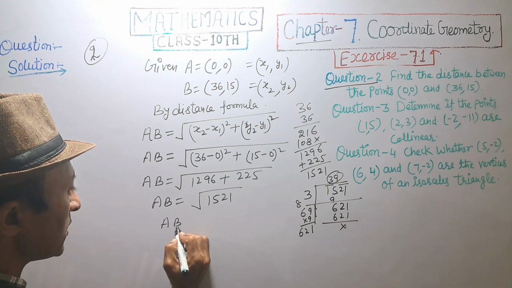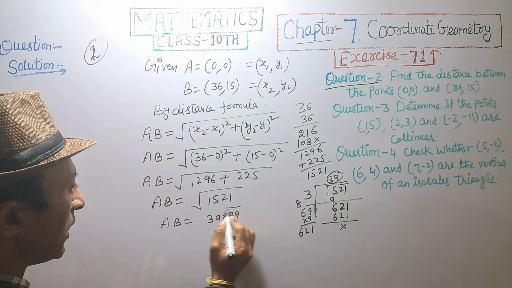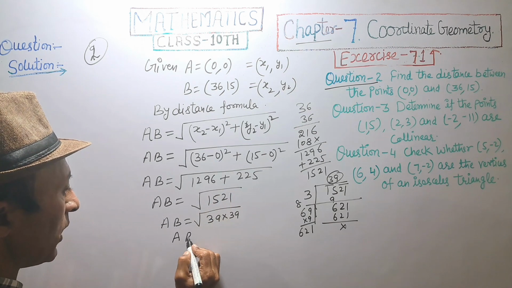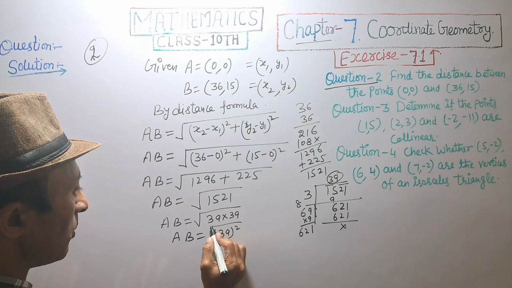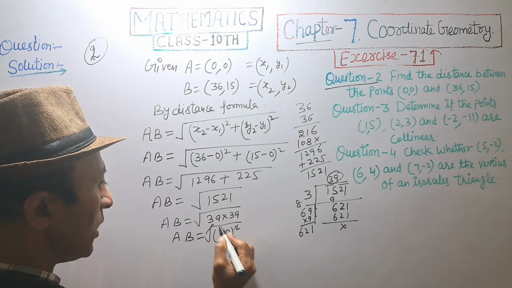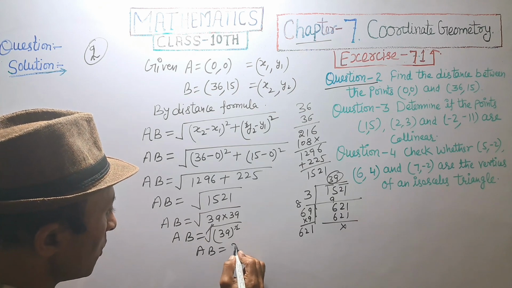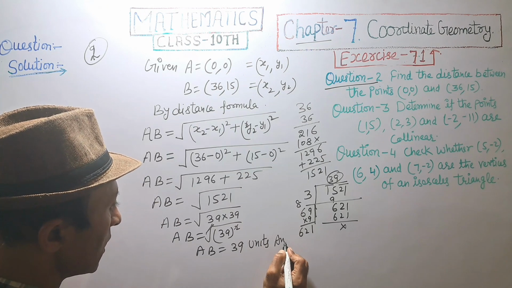So AB is equal to 39 into 39, that is 1521. So AB is equal to the square root of 39 square. Under root and square cancel, so AB is equal to 39 units. Answer.